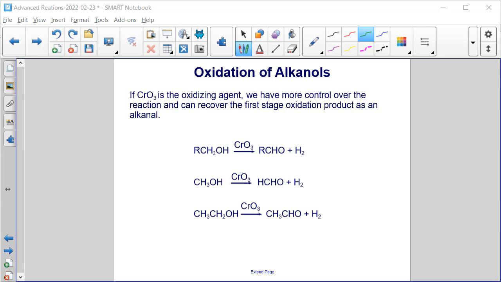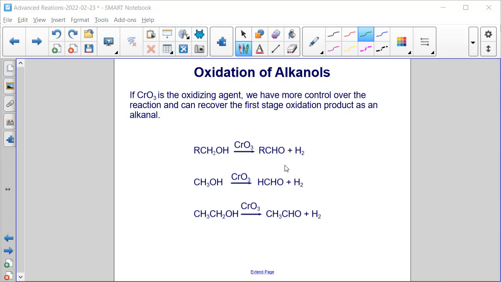If CrO3 is the oxidizing agent, so you can see that in all three of these cases here, we have more control of the reaction and can recover the first stage oxidation product as an alkanal. So there's a way to control this reaction where instead of producing an alkanoic acid, we can just have this C double bond O single bond H on this terminal carbon in this case. So we have this carbonyl group without the hydroxyl group. So just an alkanal as our product.